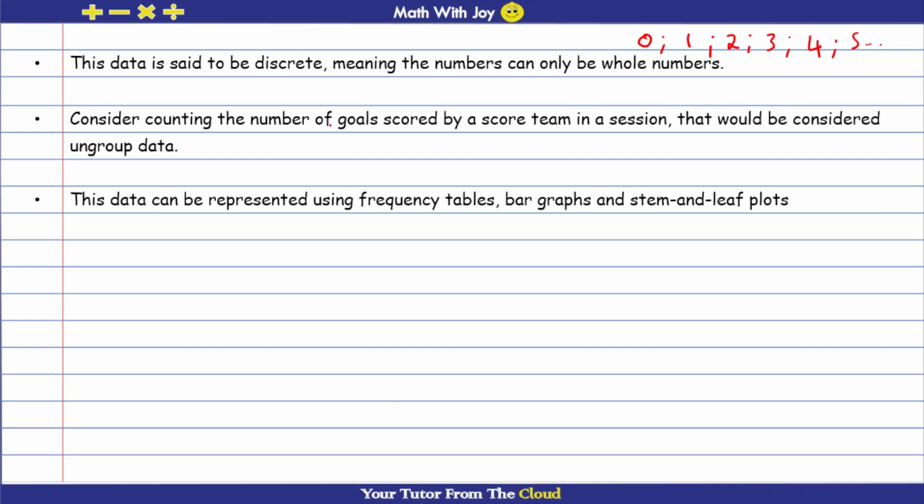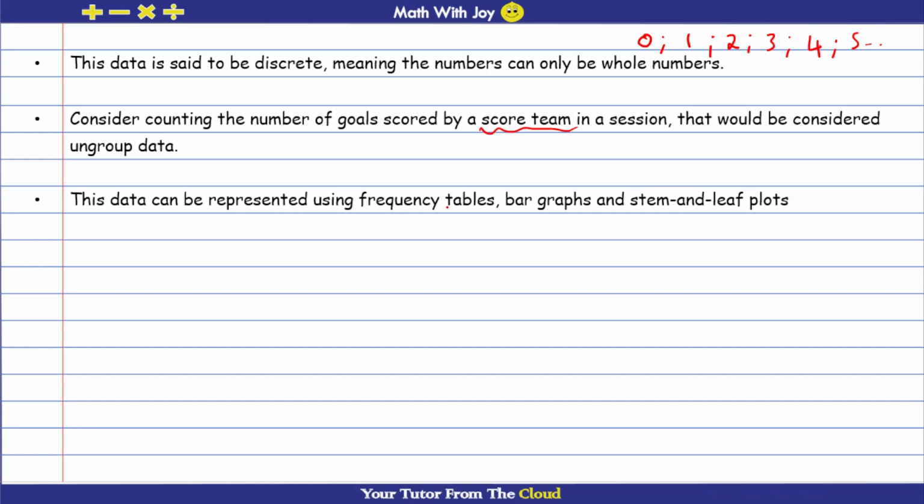If you were to consider the number of goals scored by a soccer team in a season, those will be discrete values. They will also be in forms of 1, 2, 3. In this game, the team scored 5 goals. In the next game, they scored 2 goals. You cannot score 2.5 goals. This data can be represented.